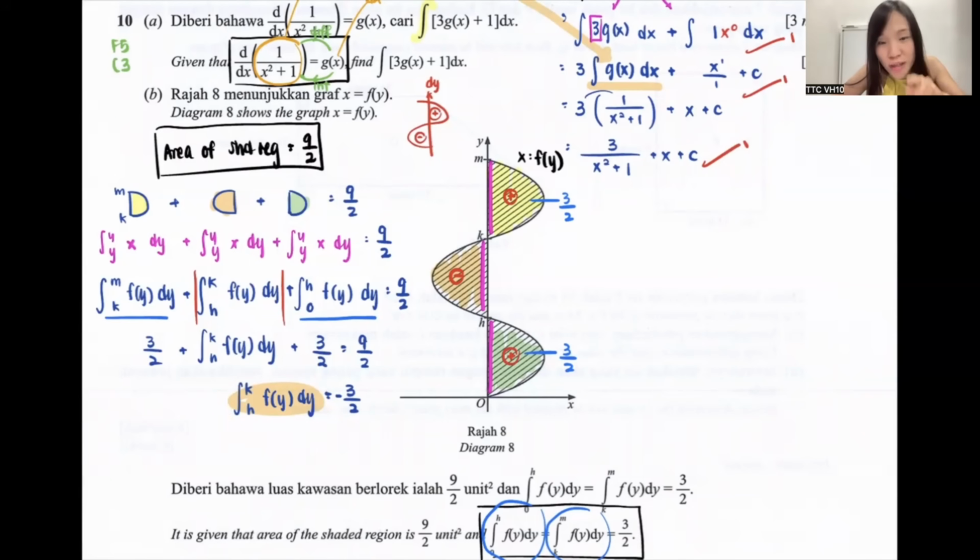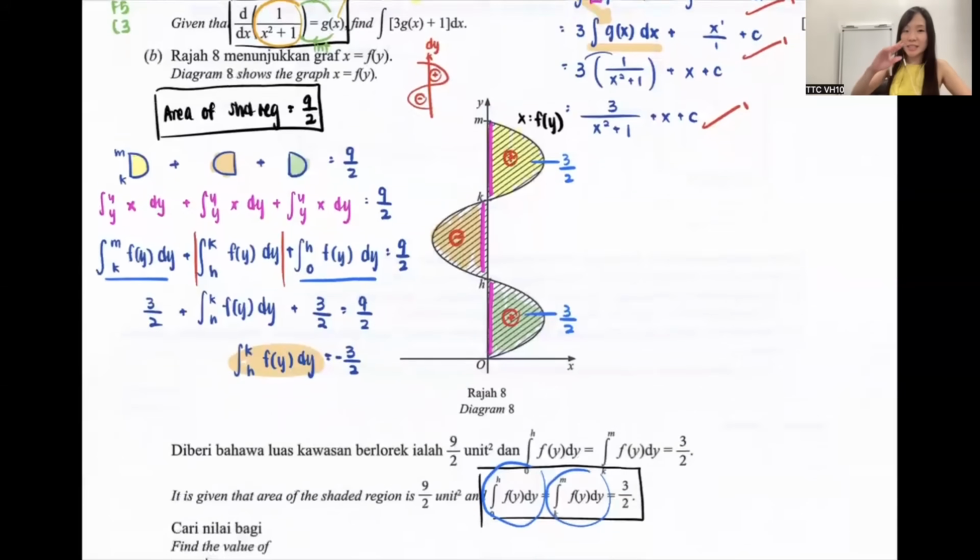A lot of students are wrong exactly because they didn't add back the negative for this orange color one. So this orange color one is on the left side of the y-axis, so you must put back the negative. Okay now, my dear? So guys, this is that part.